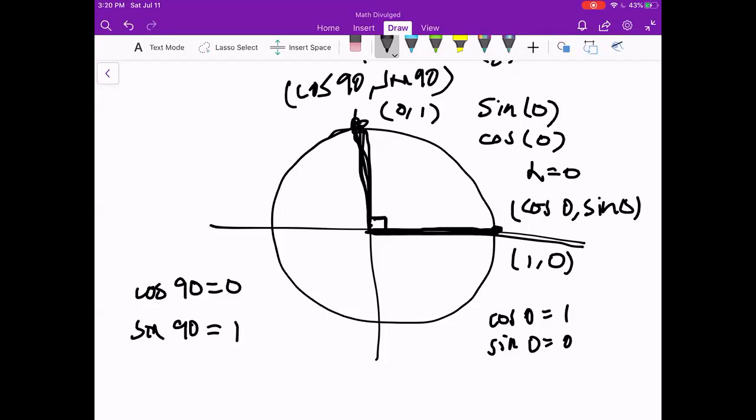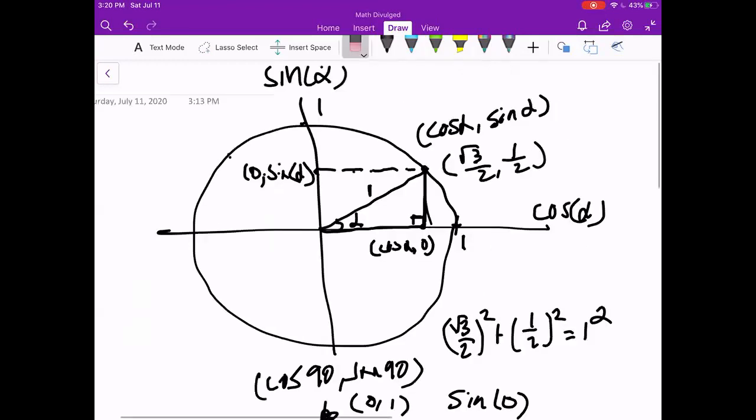Also, let me tie in tangent to all of these. Going back to our triangle before, tangent is still the ratio of the vertical length to the horizontal length. There's no clear way to depict tangent in this, but if we have a 45-degree angle, then tangent of 45 would obviously be 1, because the ratio of the vertical length to the horizontal length is 1, because they're the same length.